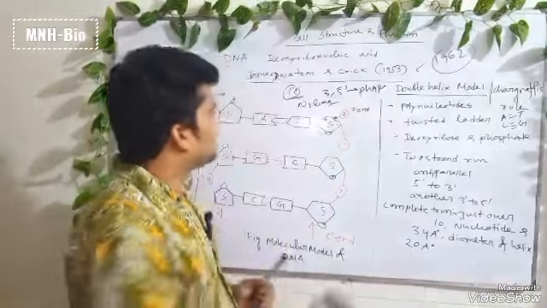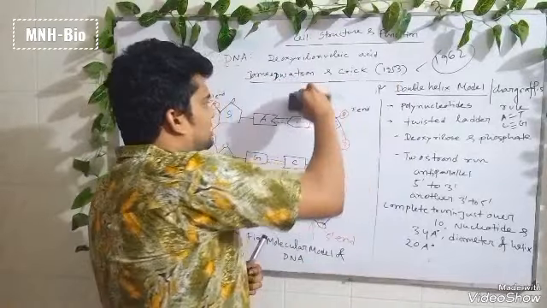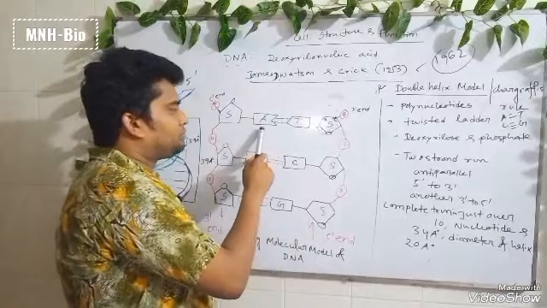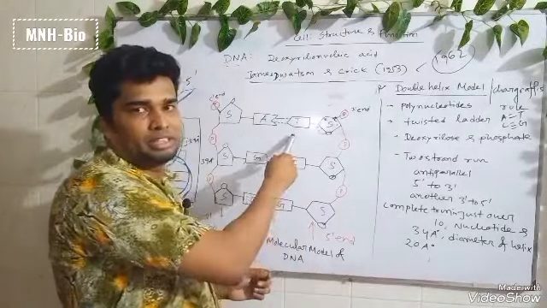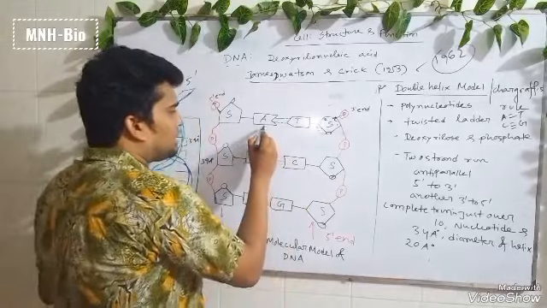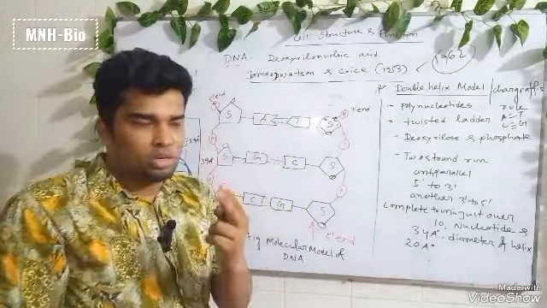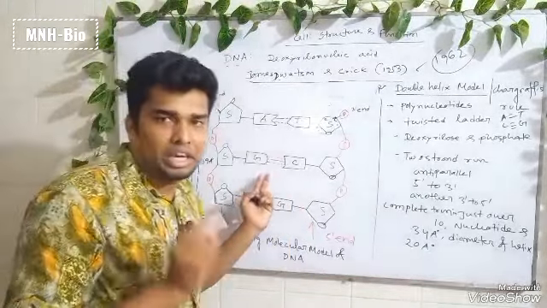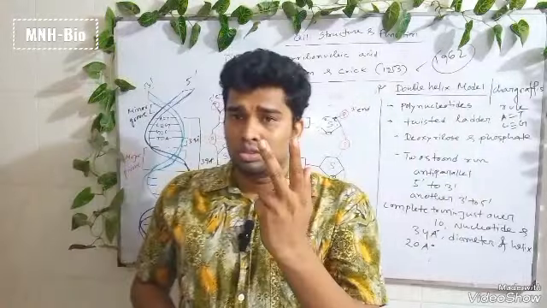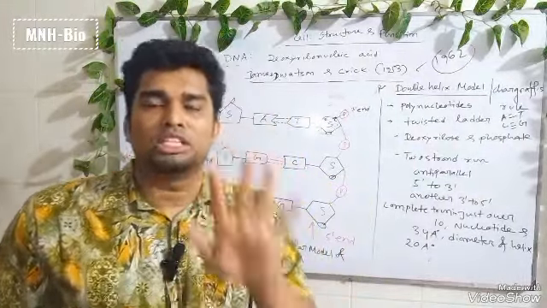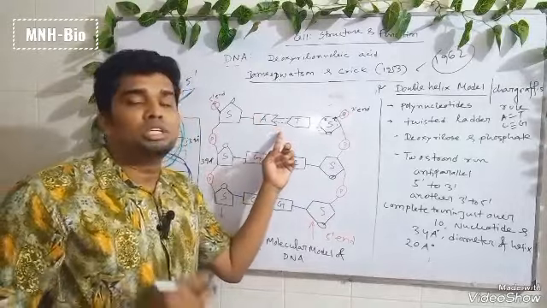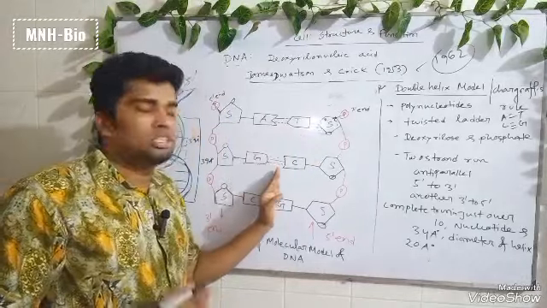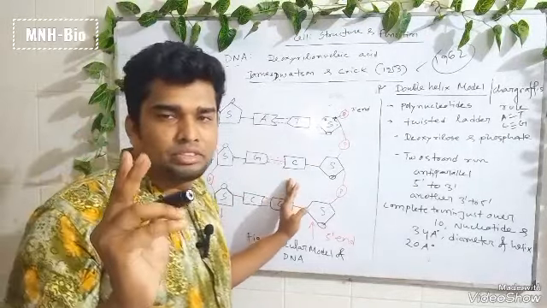We know that DNA consists of two kinds of nitrogen base, purine and pyrimidine. Adenine is connected with thymine by 2 hydrogen bonds, and guanine is connected with cytosine, or cytosine with guanine, by 3 hydrogen bonds. That means there are two nitrogen base groups, purine and pyrimidine. Adenine is connected with thymine by 2 hydrogen bonds, and guanine with cytosine by 3 hydrogen bonds.